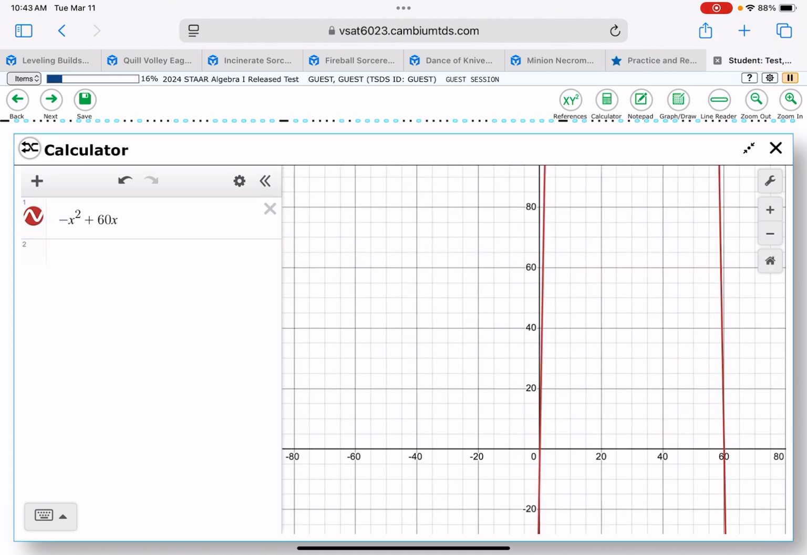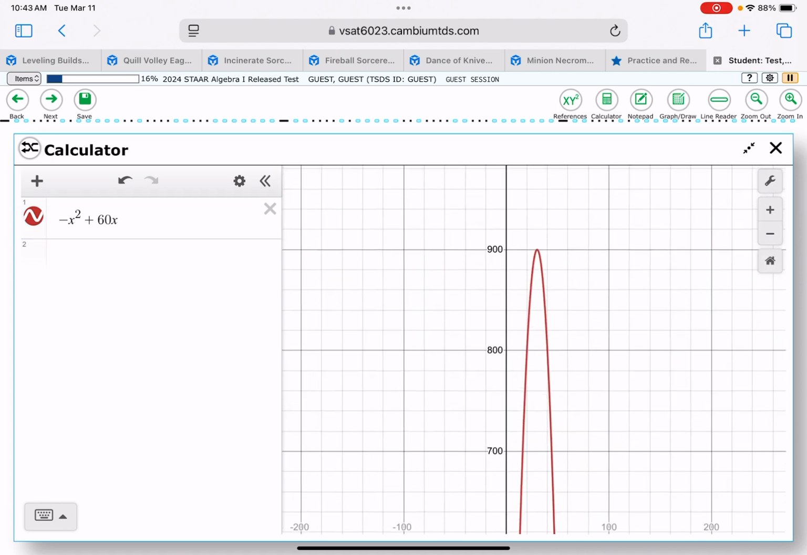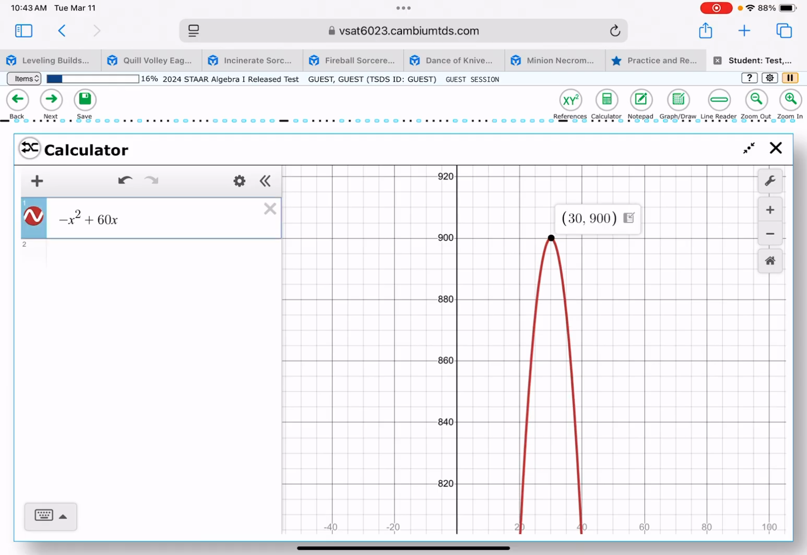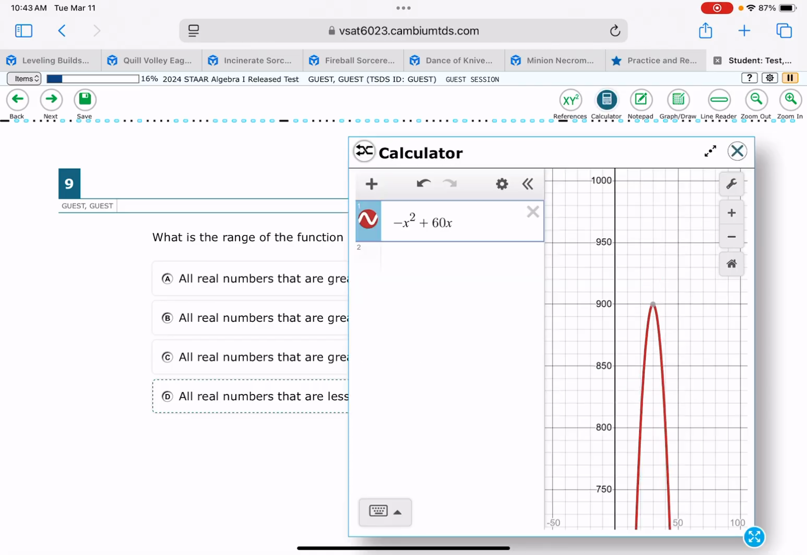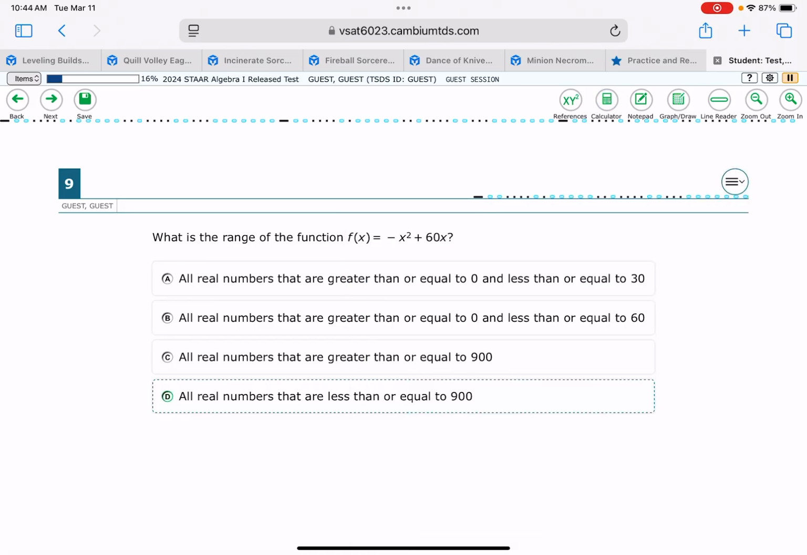All right, so there's also a couple of ways of thinking here. I'm just showing you 2 ways to do that. So I'm looking for that top part, because the question's asking for the range. The range is your y value, so that's going to be a minimum or a maximum. So then I know that I'm going to have a maximum value, so all my y values are going to be smaller than that maximum value that I had on my graph, which is there at 900. So that is my answer choice D.